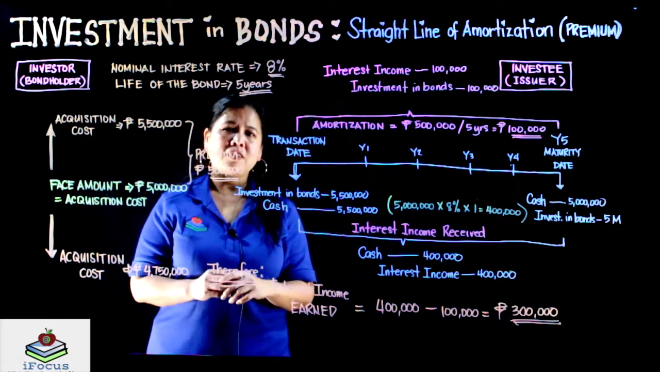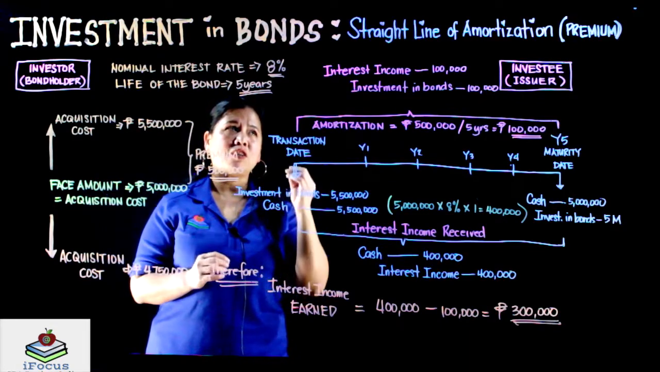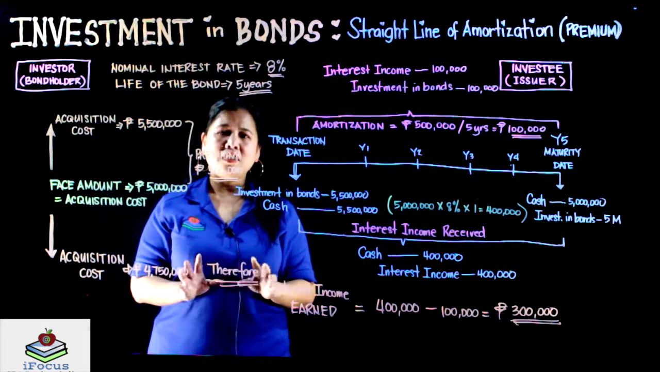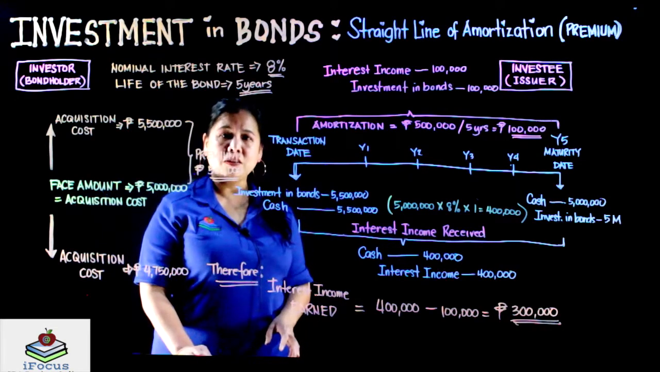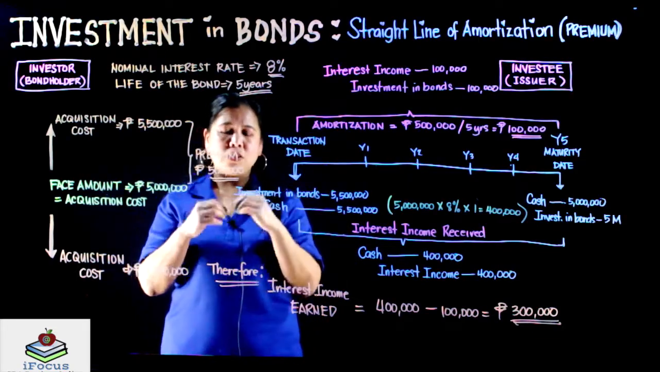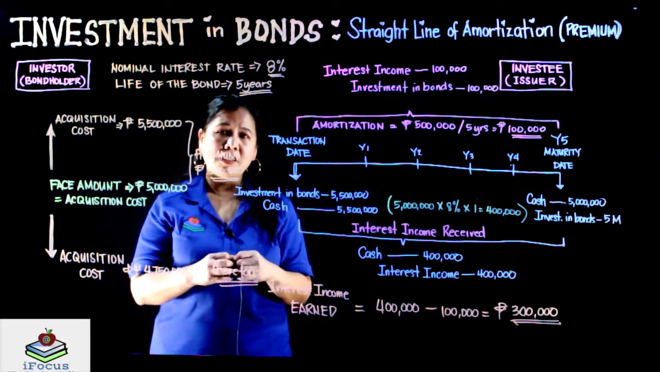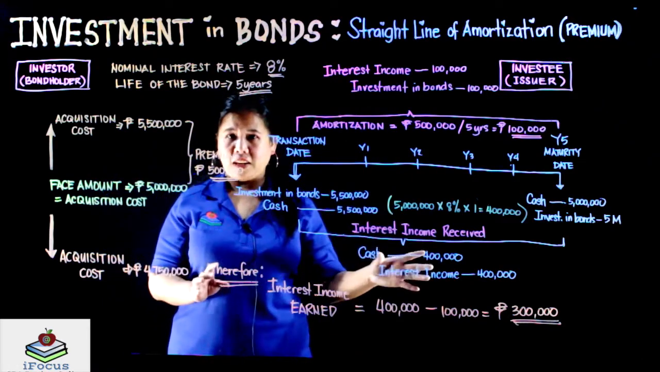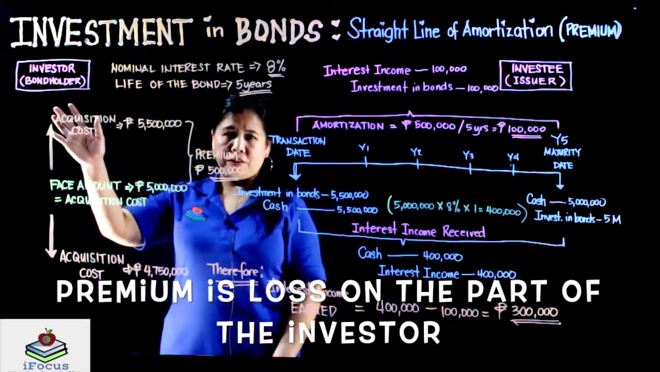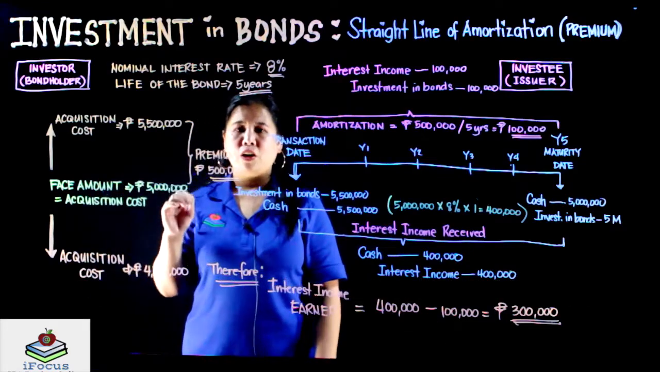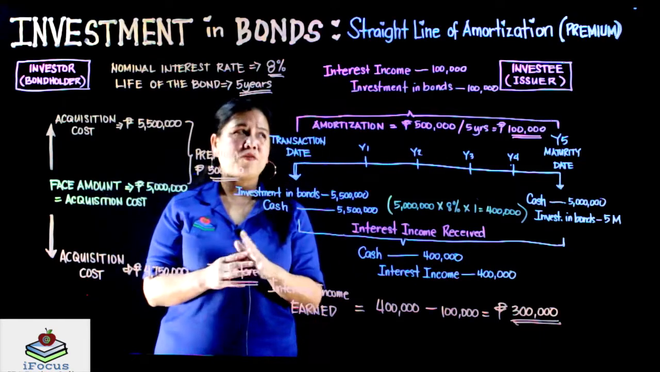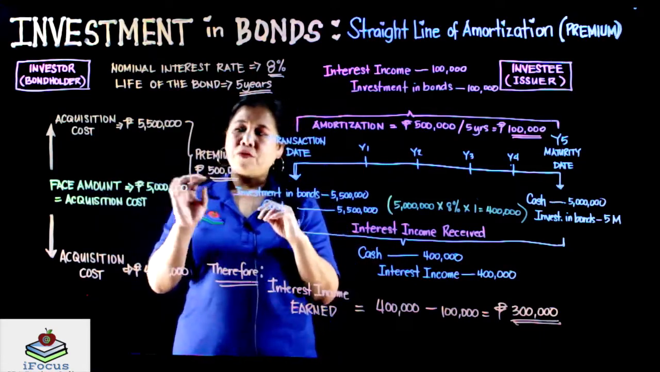Most of the time, what the problem asks, when we have amortization of the premium or discount, is how much is the interest income earned by the investor on year 1, year 2, year 3, or year 4. In premium amortization, our interest income decreases. Remember, the premium is a loss on the part of the investor. Why is it a loss? Because at maturity date, what he will receive from the investee is the face amount of the bonds.